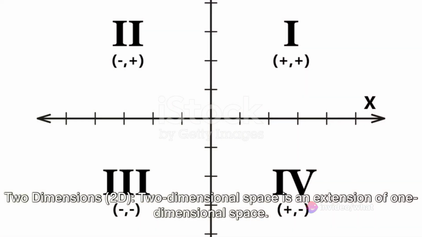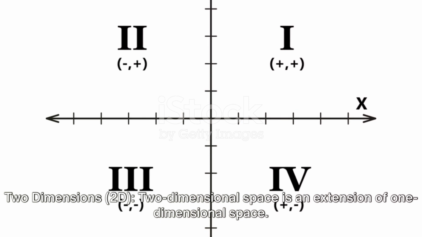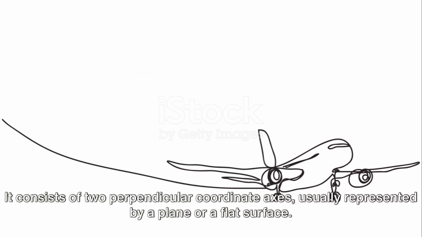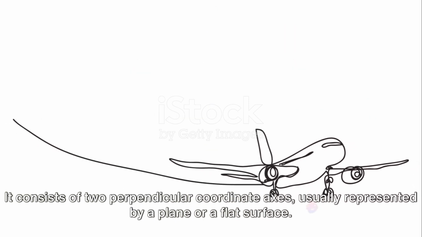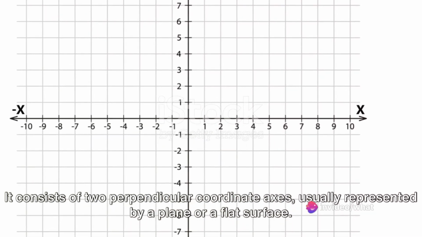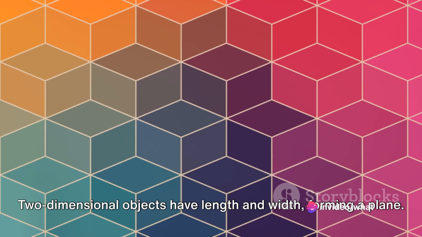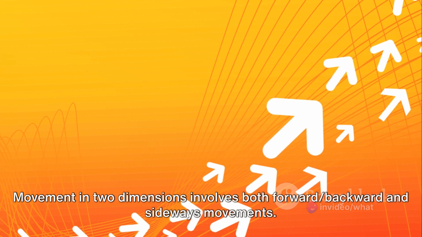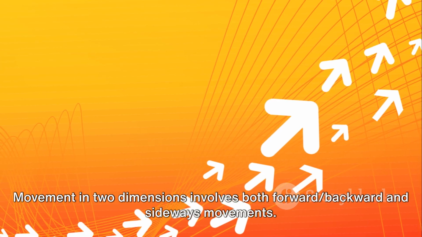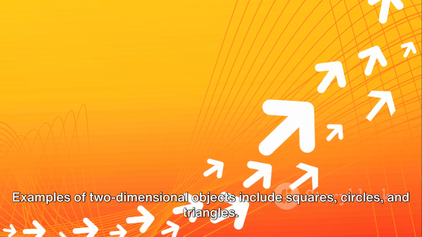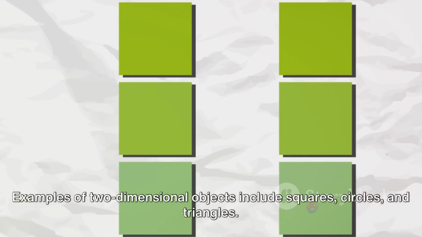Two dimensions, 2D. Two-dimensional space is an extension of one-dimensional space. It consists of two perpendicular coordinate axes, usually represented by a plane or a flat surface. Two-dimensional objects have length and width, forming a plane. Movement in two dimensions involves both forward, backward, and sideways movements. Examples of two-dimensional objects include squares, circles, and triangles.